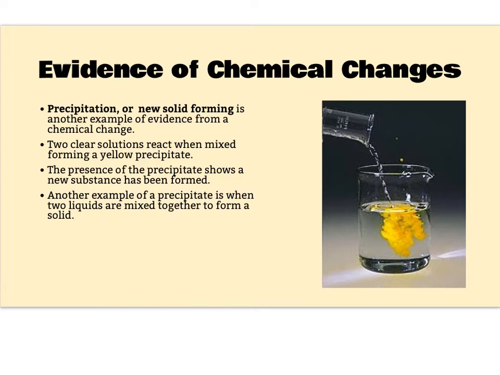Another evidence of a chemical change is precipitation, or a new solid forming. For example, in this picture, you can see that these two clear solutions, this one in the beaker, this one in the test tube, when mixed, form a yellow precipitate. Precipitate means a new solid, but it also can sometimes be a liquid as well. This is proof that some kind of new substance has formed. We also see a color change.